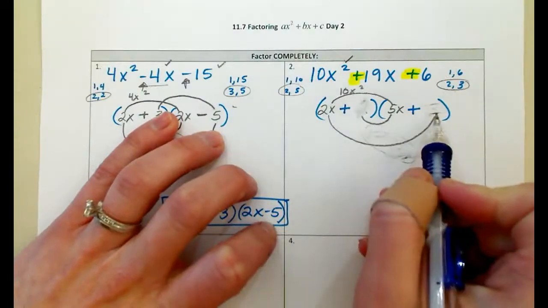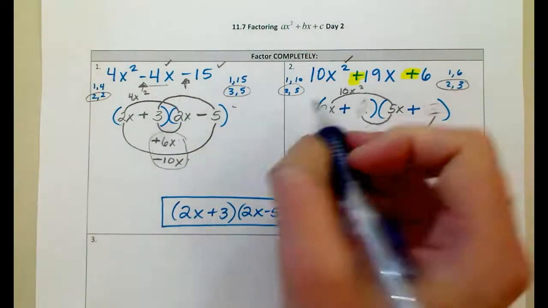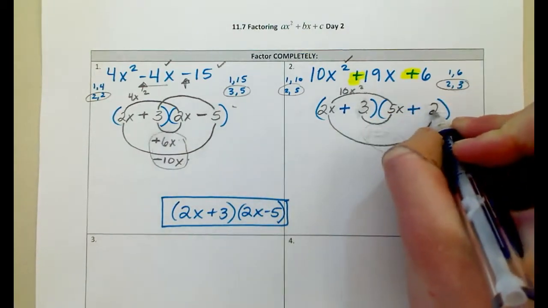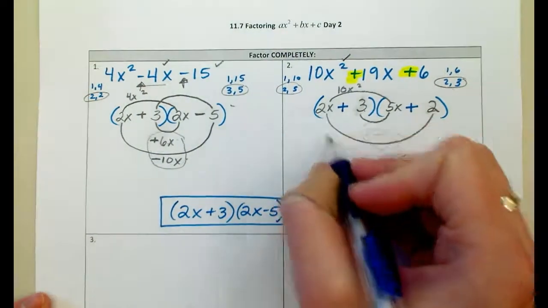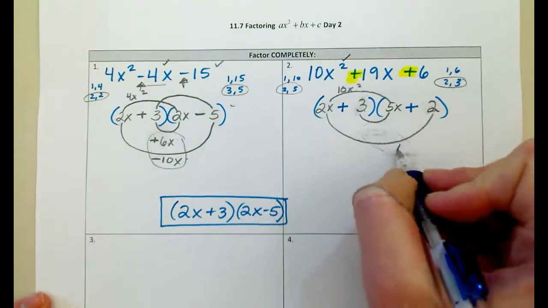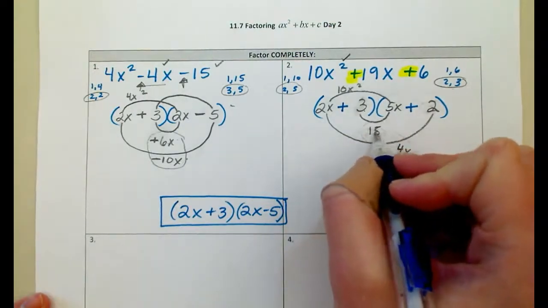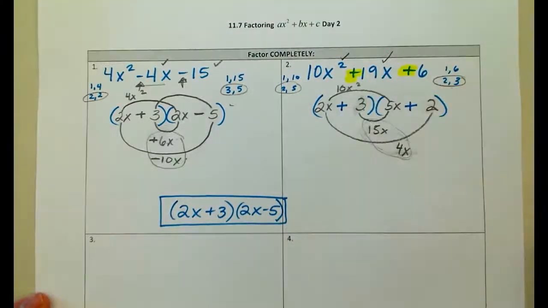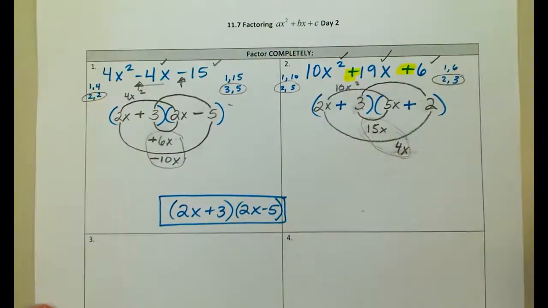Now I use 2 and 3, but they can multiply to different numbers in different positions. So this time I'm going to use 2 and 3 again, but this time I'm going to put 3 here and 2 over here. Now if I multiply these out, I've got 2x times 2 gives me 4x, and 3 times 5x gives me 15x. 15x and 4x add this time to my 19x. And then last I've got 3 times 2 to give me positive 6.